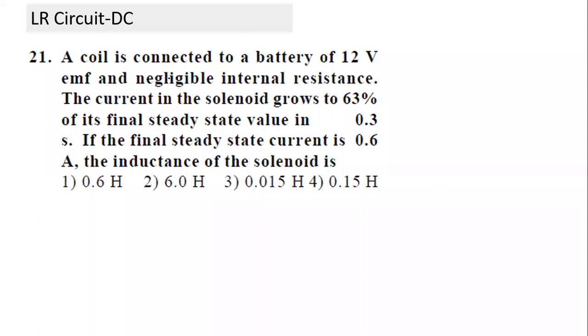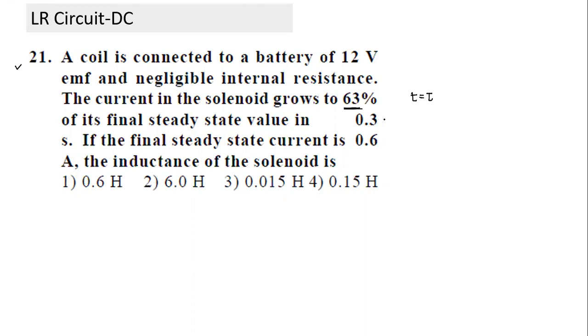Some of the questions are very simple. This is also part of the assignment, and it is very easy to solve. What is the time it takes for the current to go to 63%? How much time will it take? T will be equal to tau. The current in the solenoid grows to 63% of its final steady state value in 0.3 seconds. It is basically saying the tau value is equal to 0.3.